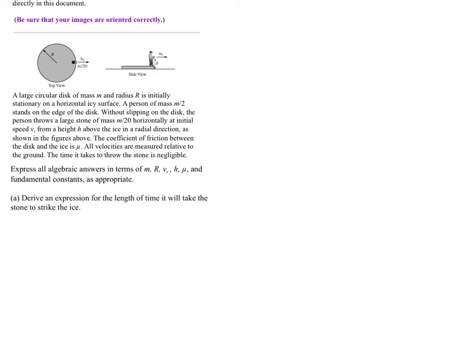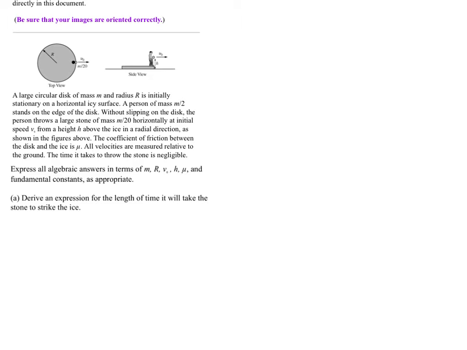A large circular disk of mass m and radius r is initially stationary on a horizontal icy surface. A person of mass m over 2 stands on the edge of the disk. Without slipping on the disk, the person throws a large stone of mass m over 20 horizontally at initial speed v0 from a height h above the ice in a radial direction as shown in the figure above.